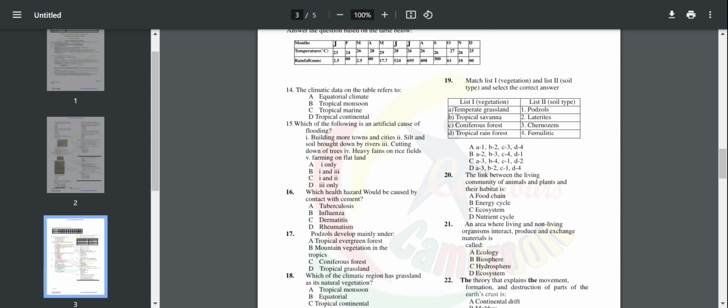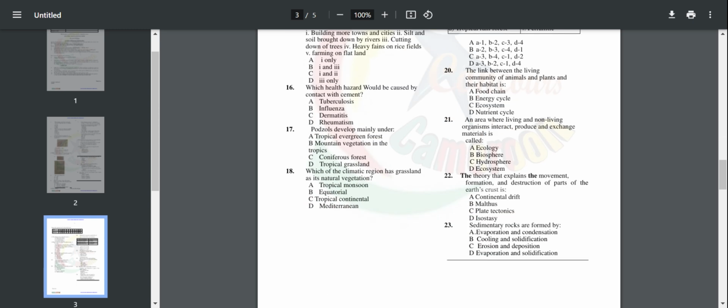Question 20. The link between the living community of animals and plants and their habitat is. The answer is A, food chain.